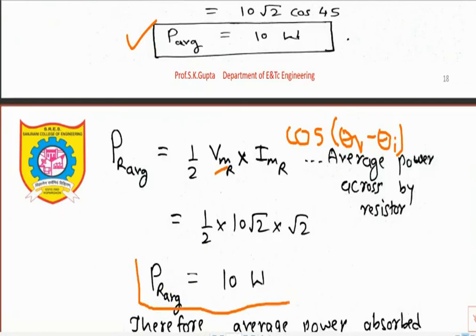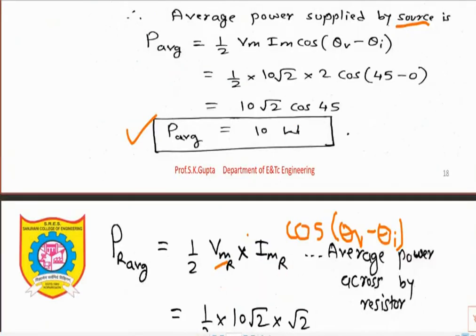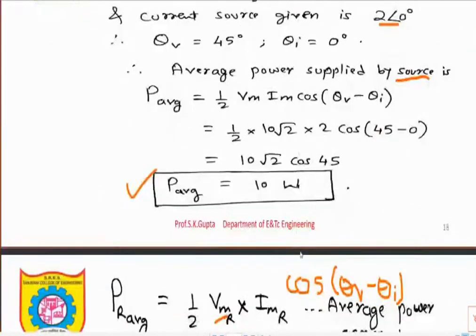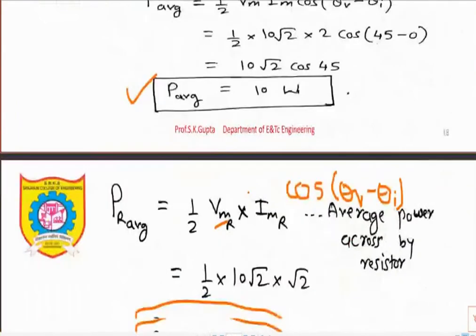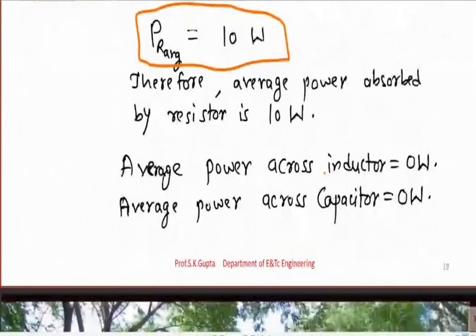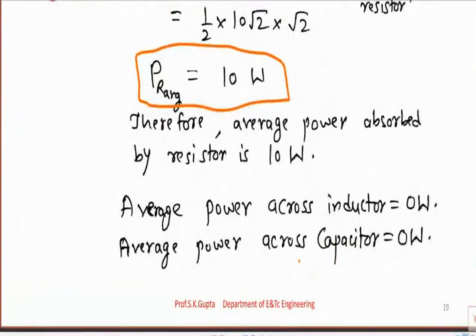Whatever power is supplied by the source, the same average power is absorbed by the resistor, and the other two elements will not absorb any power. The source supplies some power, and that power is absorbed only by the resistor, because the power absorbed by the inductor and capacitor is 0 watt. So we are getting both answers as 10 watt, and the average power across the inductor and capacitor is 0 watt. Okay, thank you.